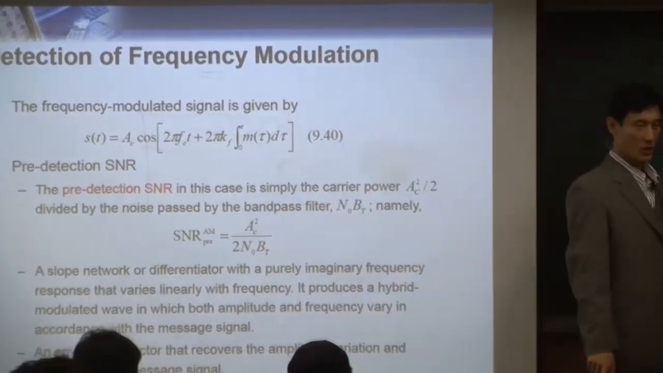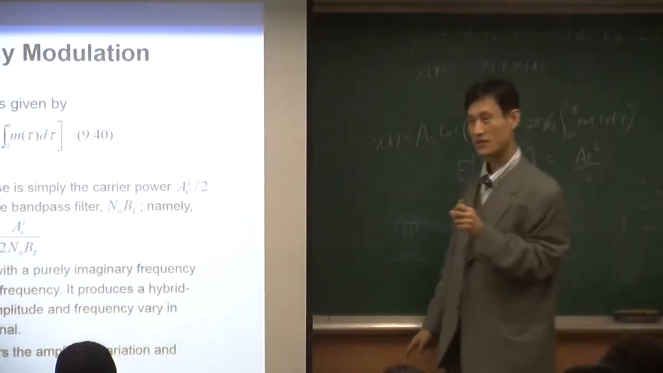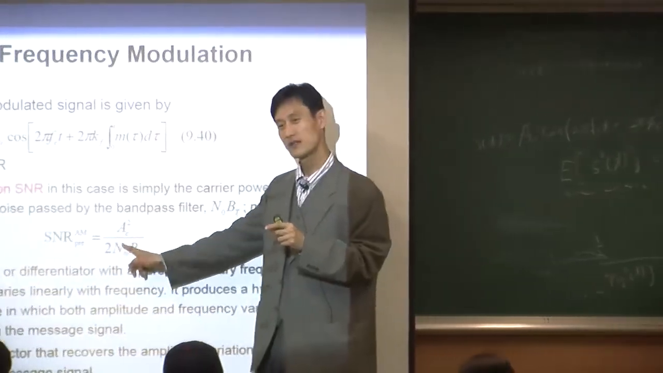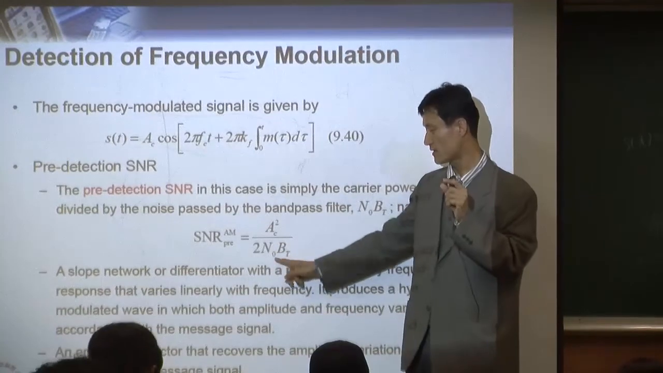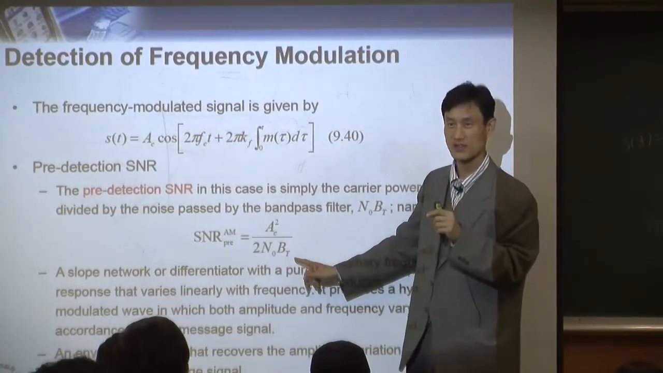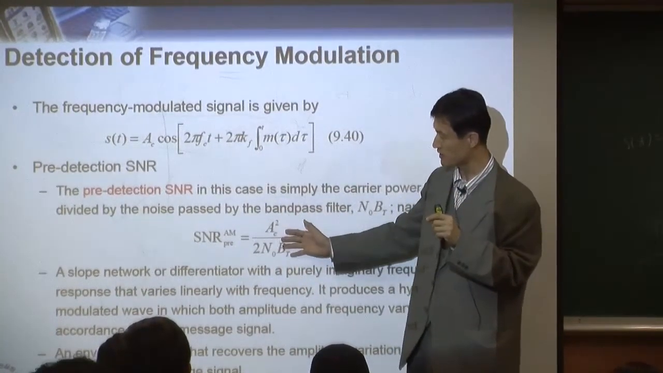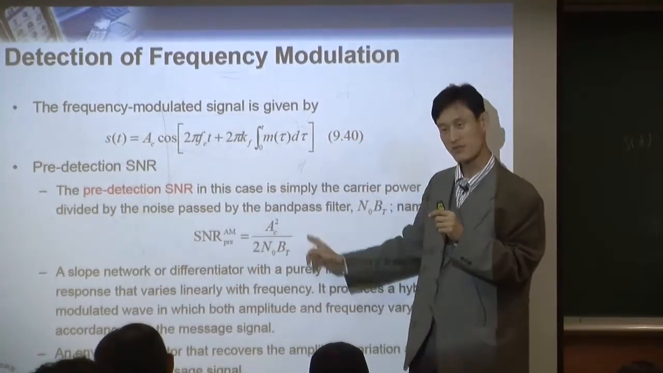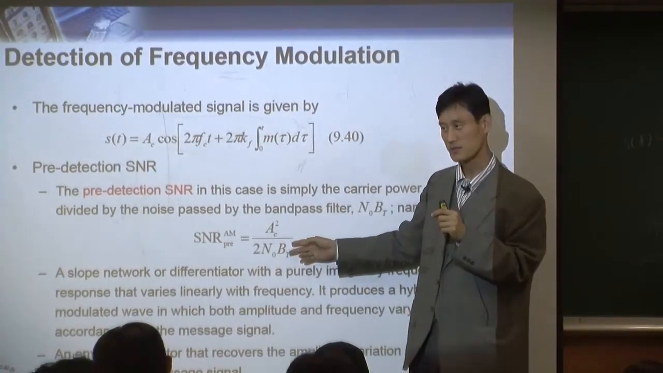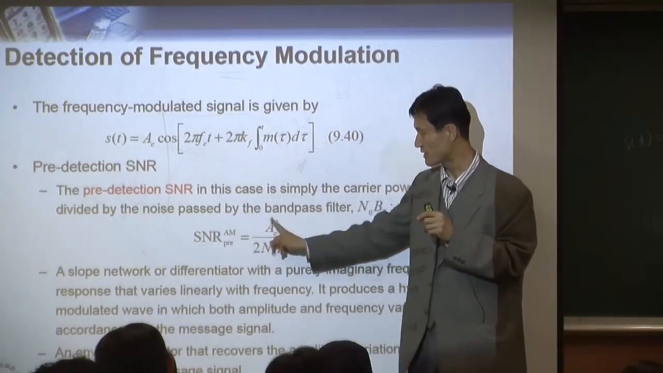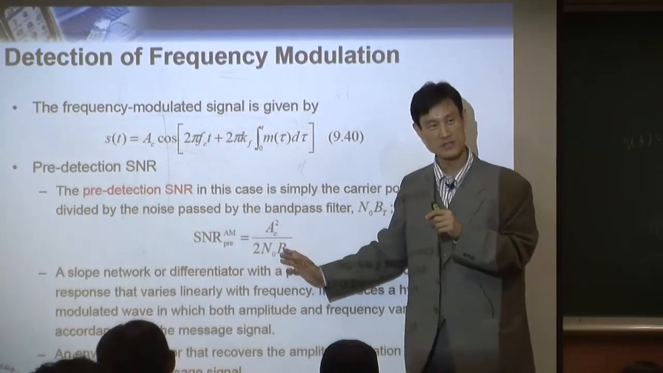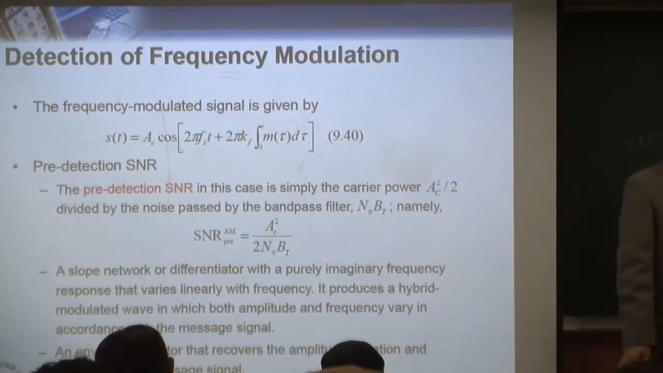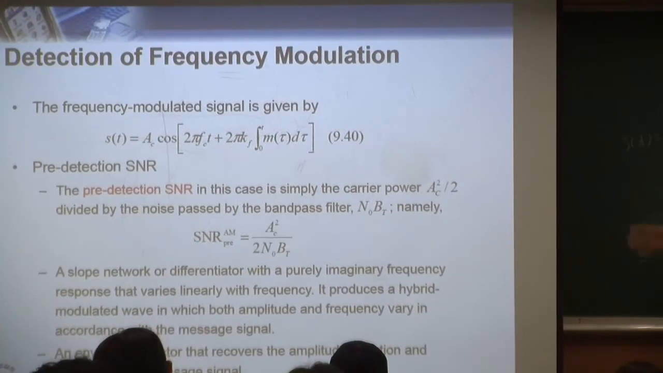And what was the noise power in pre-detection? It's always this one, right? And not BT. Remember that? That is always the noise power in pre-detection. So the SNR in pre-detection in FM is very simple like this. AC divided by 2 is your signal power, and not BT is your noise power. So therefore, this is the SNR for pre-detection in FM. Okay, very simple.